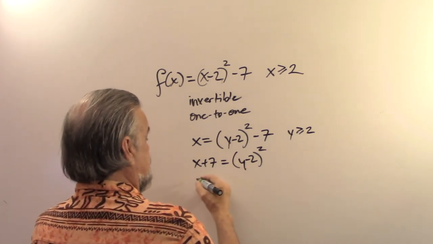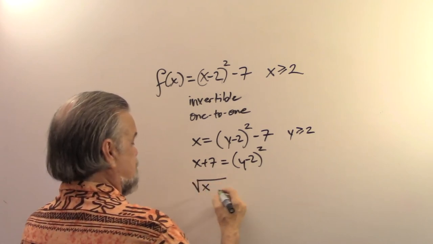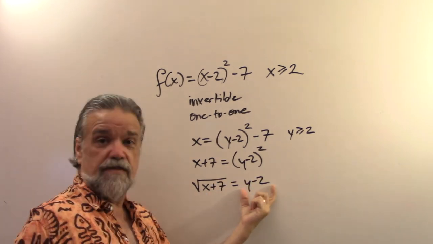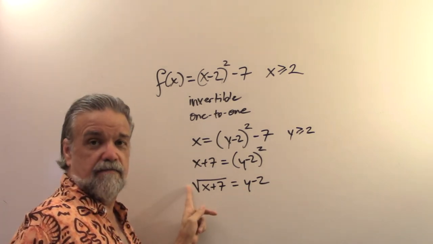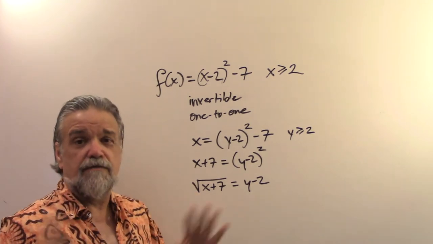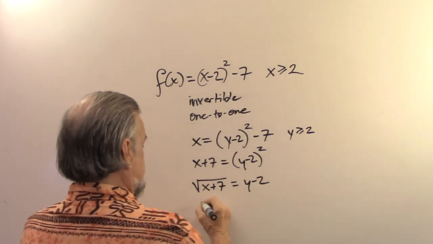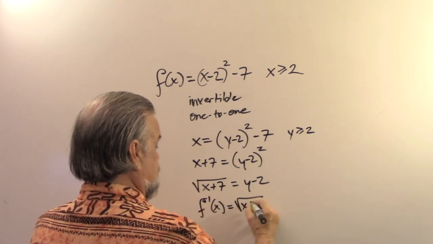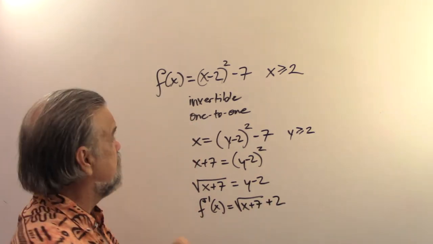So when I say the square root of x plus 7 equals y minus 2, I know that this is greater than or equal to 0. Therefore, I can just leave this as positive. That's an essential thing, because if we put a plus or minus right here, it's no longer a function. Okay, we're almost done. Add 2 to both sides, and what you get is f inverse of x equals the square root of x plus 7, plus 2, and that is our inverse function.